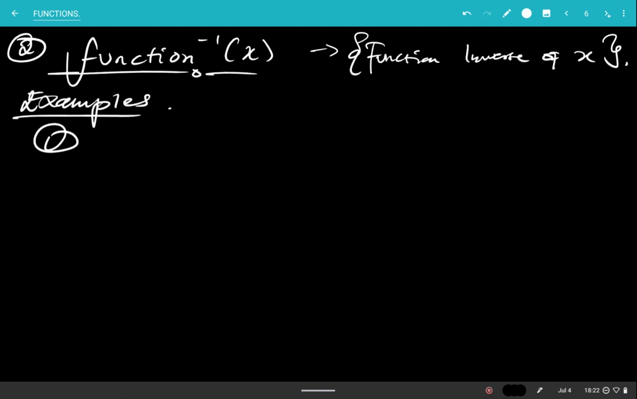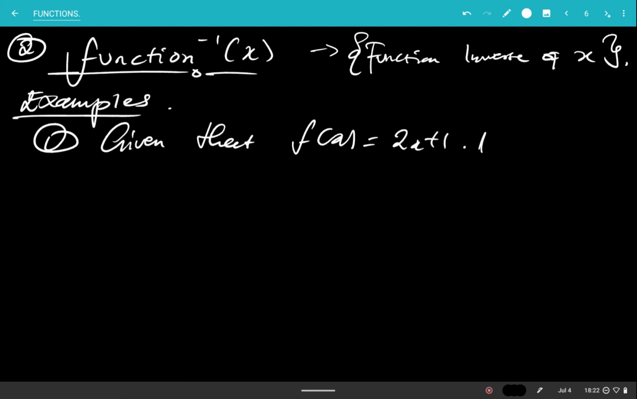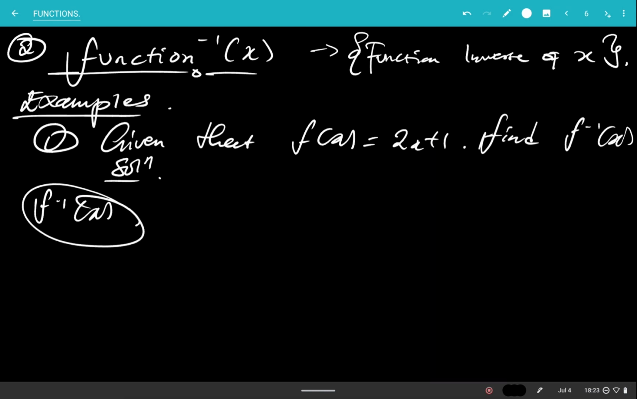So the first example states that, let's say we have f of x, a function, to be 2x plus 1. Then suppose we're asked to find f inverse of x. This is basically the function inverse of x. So all we're supposed to do now is to first determine what we need. We need the function inverse of x. So now, for us to find the function inverse of x, we need to look for the function that defines this inverse, which is the function of x. So my f of x is equal to 2x plus 1.